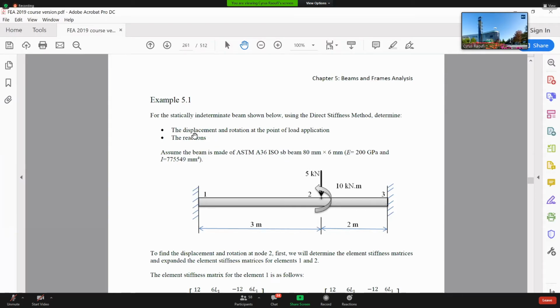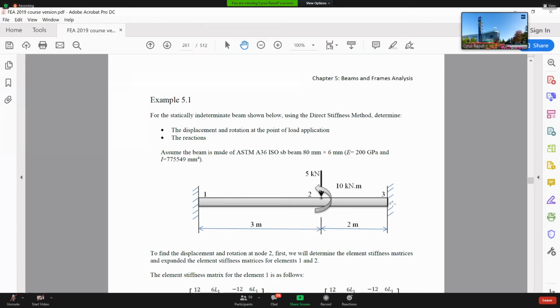What we are looking for is displacement and rotation at the point of load application here. How much is the displacement and the slope at this point? And also, we are going to look at the reactions. I'm interested to find the reaction forces here.